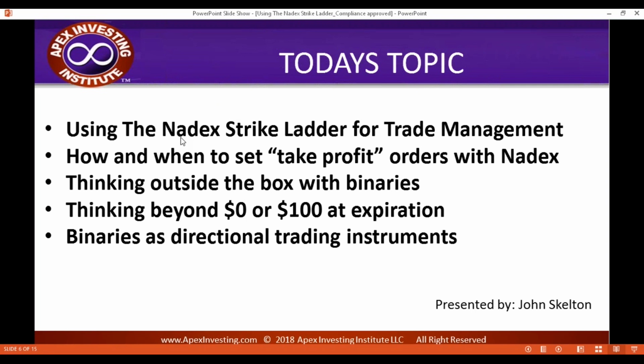So we're going to talk about the Nadex Strike Ladder and how to use that for trade management, and also how to use it for when to set your take profit orders and to understand the price and value movement of a binary.